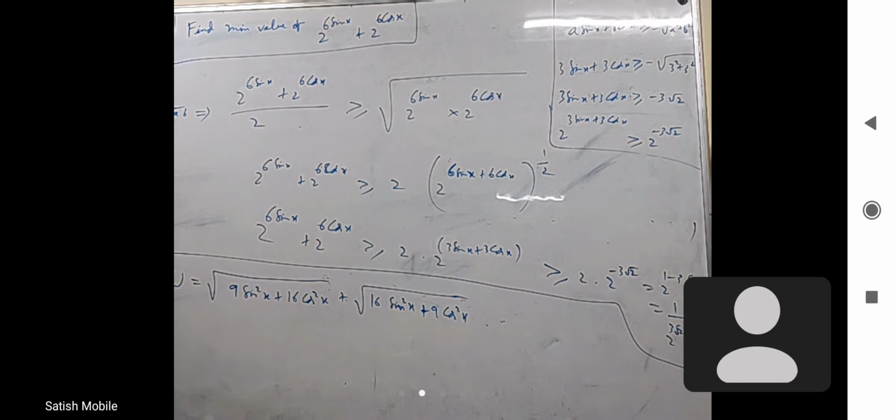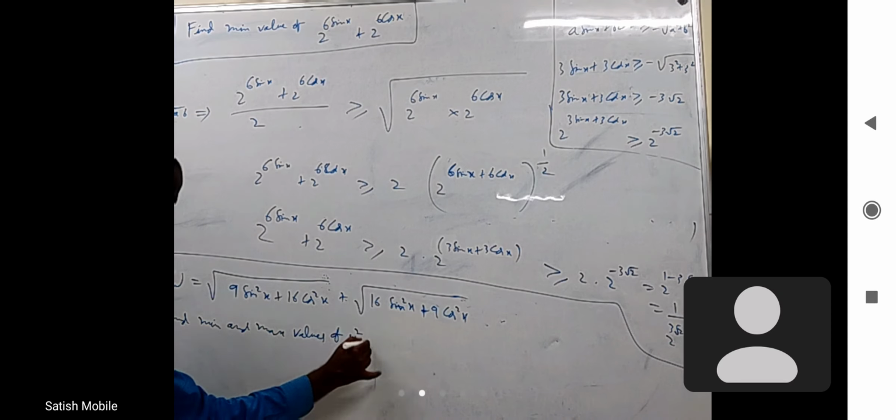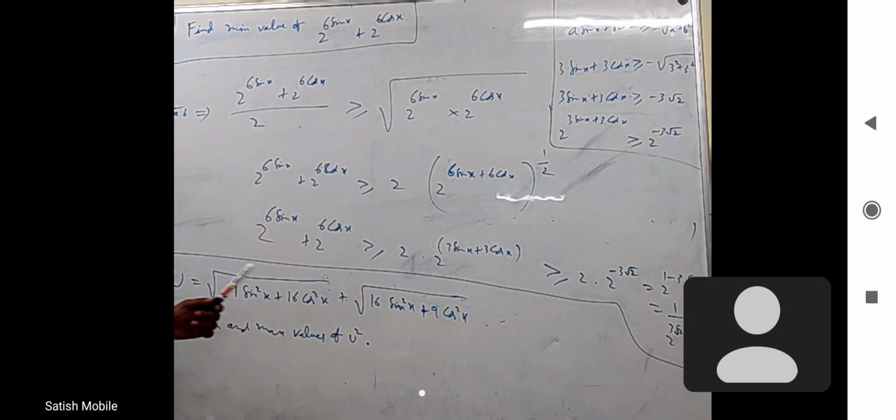Okay, this is u, square root of this plus square root of this. Find the minimum and maximum values of u square. Okay, the square root plus the square root is u. Square it, you will get an expression. Find the minimum and maximum values of that.